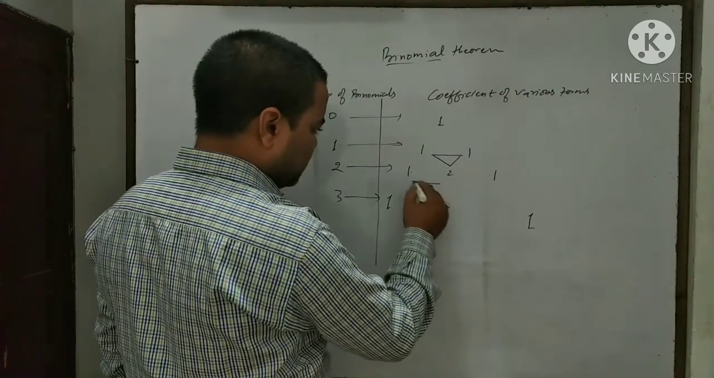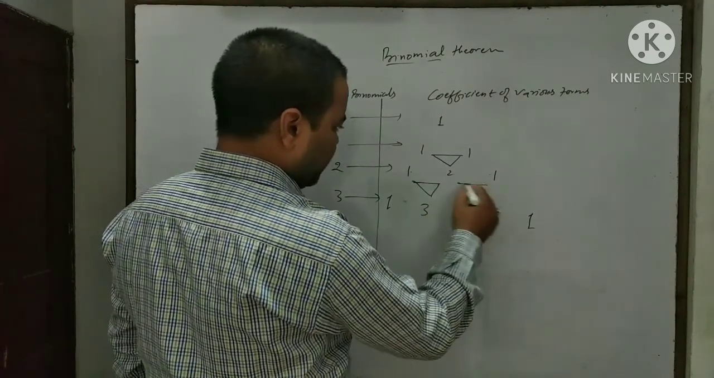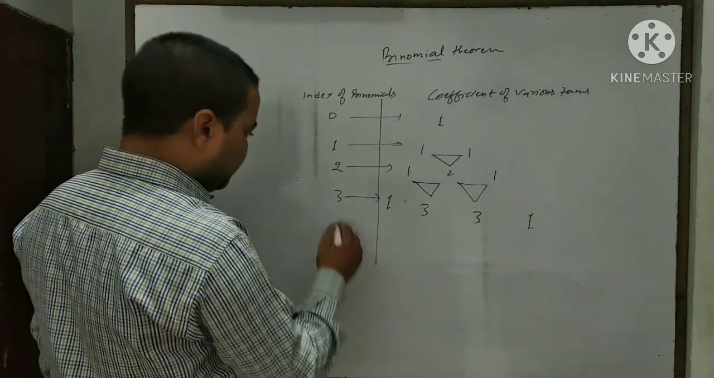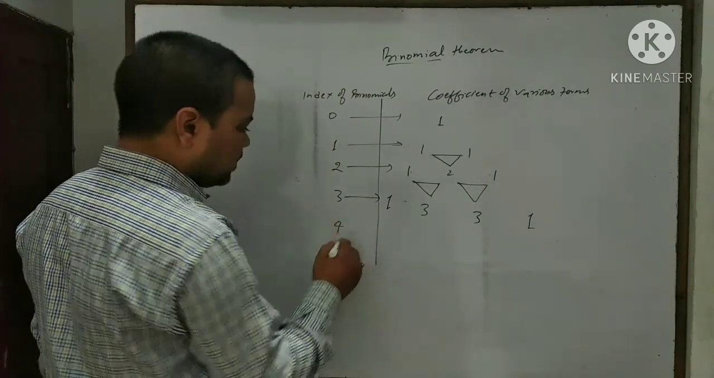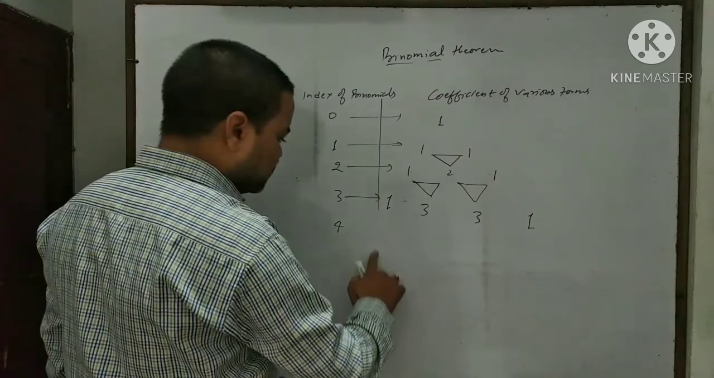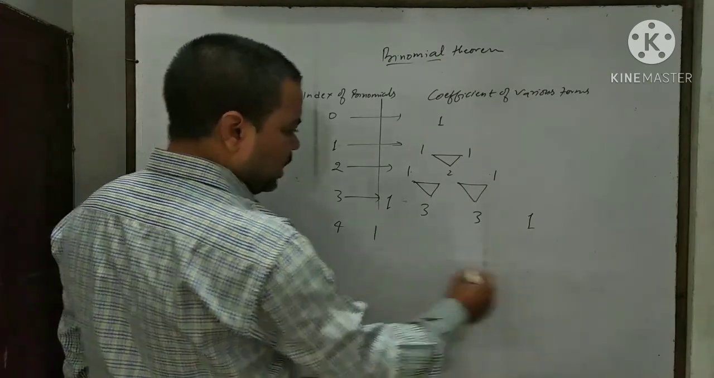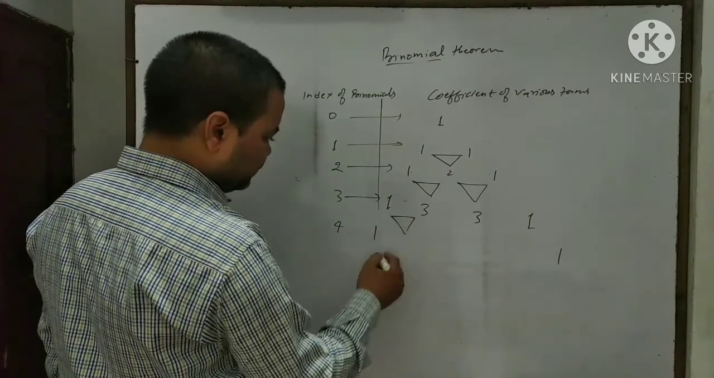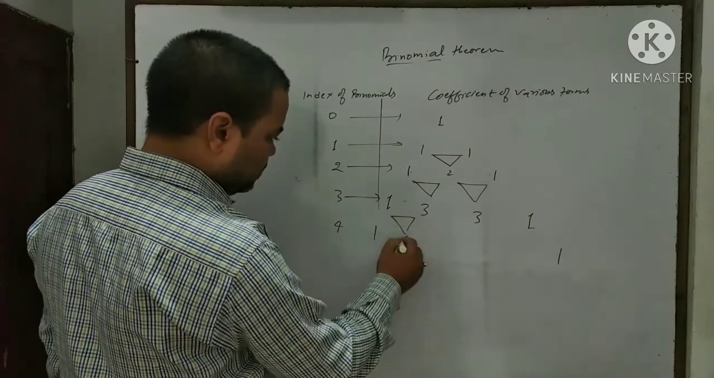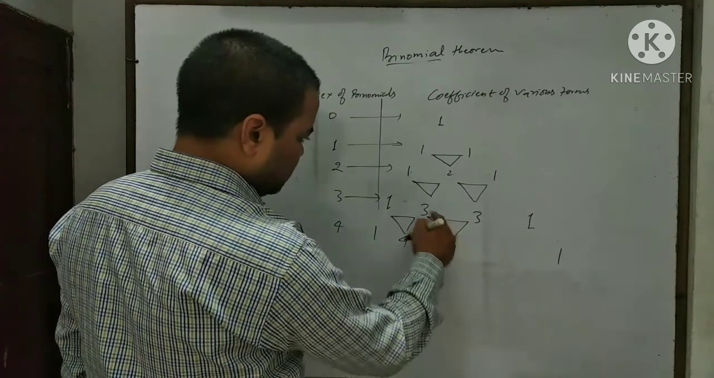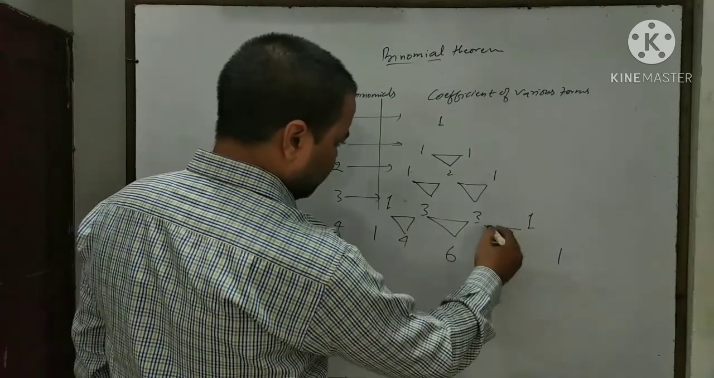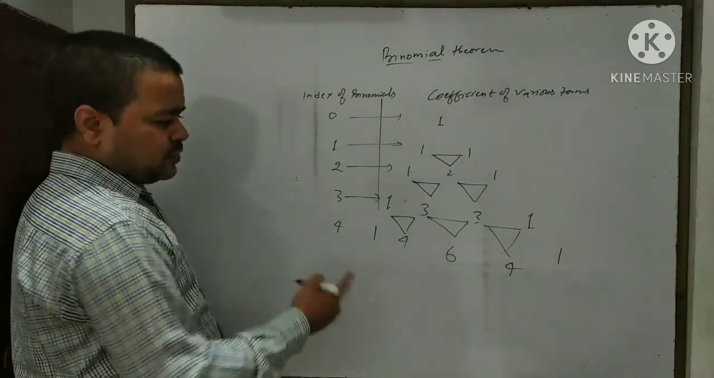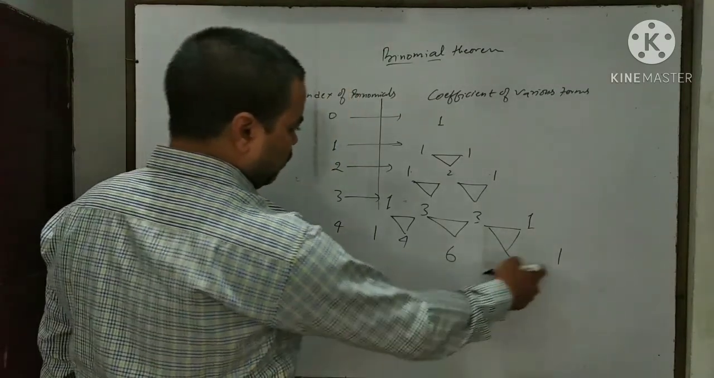Now we add this value, 3, again add this 3. Getting it? If the power is 4, then what will be the coefficients? Again we start from 1 and the ending should also be 1. So here that will be 3 plus 1 is 4, again 3 plus 3 is 6, and again 3 plus 1 is 4. It means the coefficients will be 1 4 6 4 1.